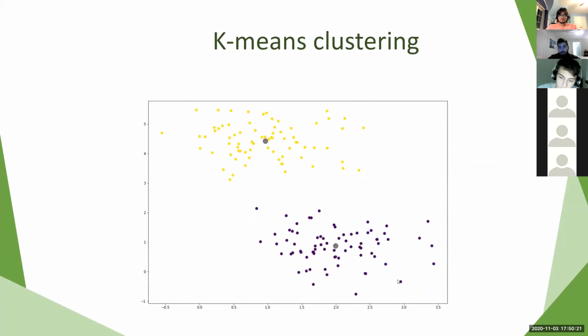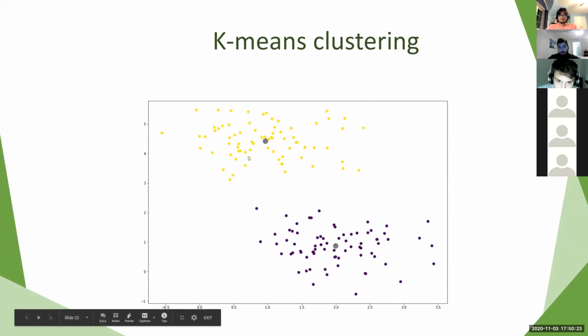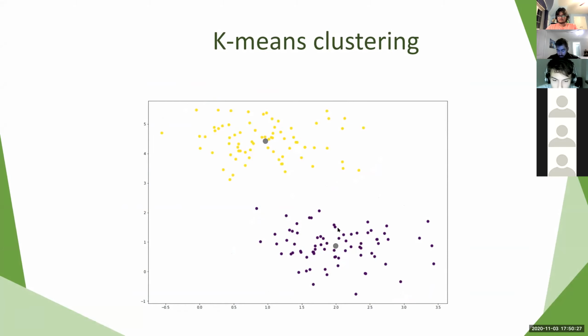This is what it looks like when you do it in Python. As you can see, the gray is the centroid. The gray part of each cluster is the centroid, and the colors represent different clusters.